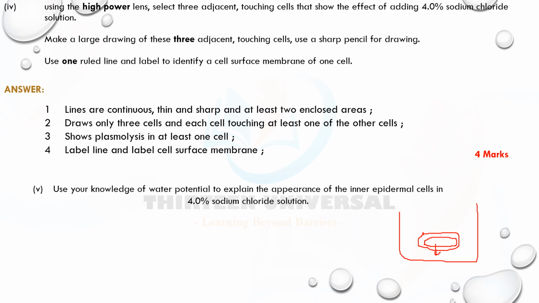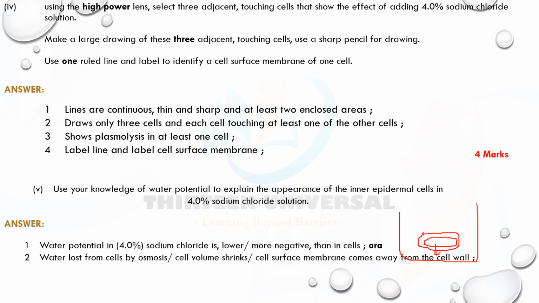So water moves out by osmosis, and then plasmolysis occurs. That's what I wanted to say. Water potential in 4% sodium chloride is lower, more negative than the cell, so water is lost from the cell by osmosis. Cell volume shrinks, and the cell surface membrane comes away. That's what you're meant to say, guys.